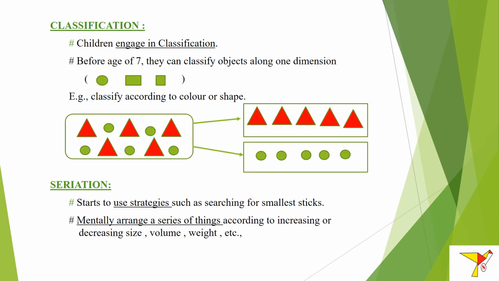At this stage, the children will engage in classification. Before the age of 7, they can classify objects along one dimension. For example, given a box which has two different shapes and two different colors, if you ask the children to separate them, they'll be able to separate one box with one particular shape and another box with another particular shape. And also, they start to use strategies such as searching for the smallest stick, and mentally they'll be able to arrange a series of things according to their increasing or decreasing weight, volume, etc.